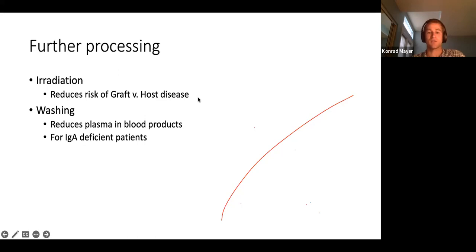So high-risk patients that are very susceptible will ideally receive irradiated blood products just to reduce this complication. And this is often found in patients with leukemia and other blood disorders. Washing is a procedure that is not done often, but for a certain group of patients, it is absolutely necessary. And this is for IgA deficient patients.